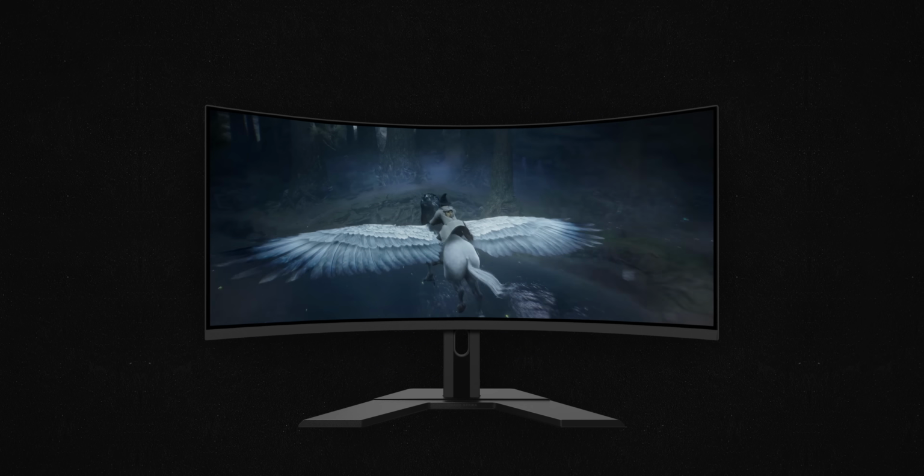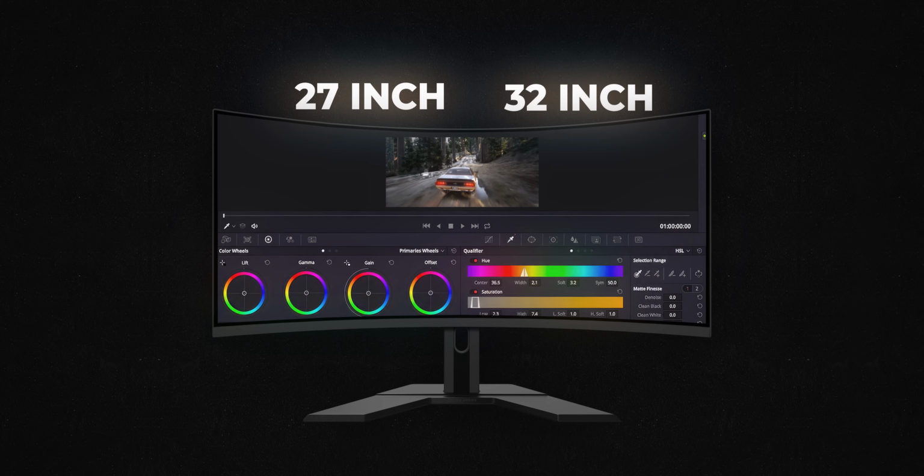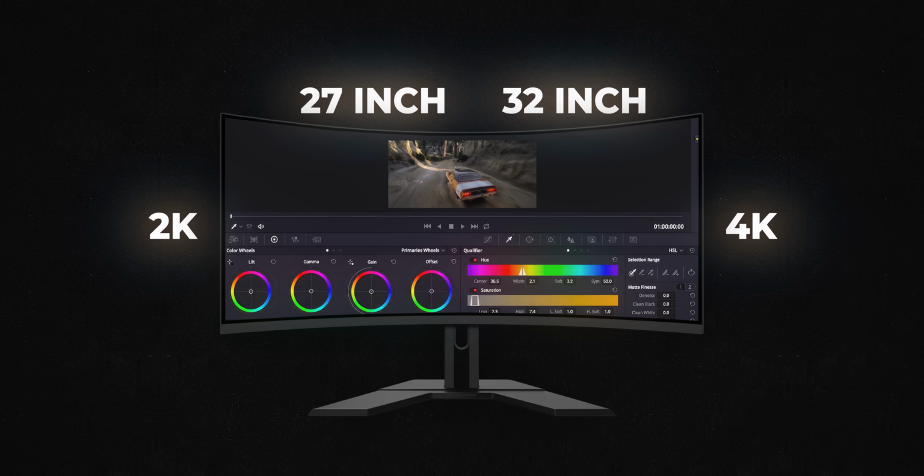On the other hand, if you play narrative games or are involved in graphic design, you might prefer larger monitors such as 27 or 32 inches with 2K or 4K resolutions.